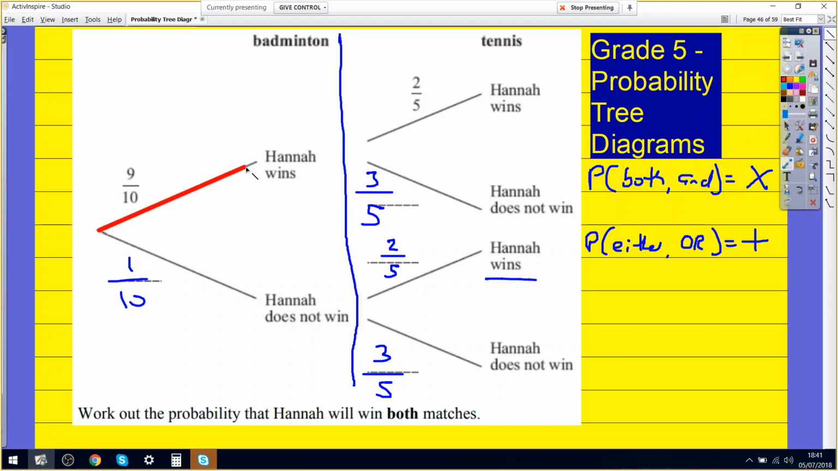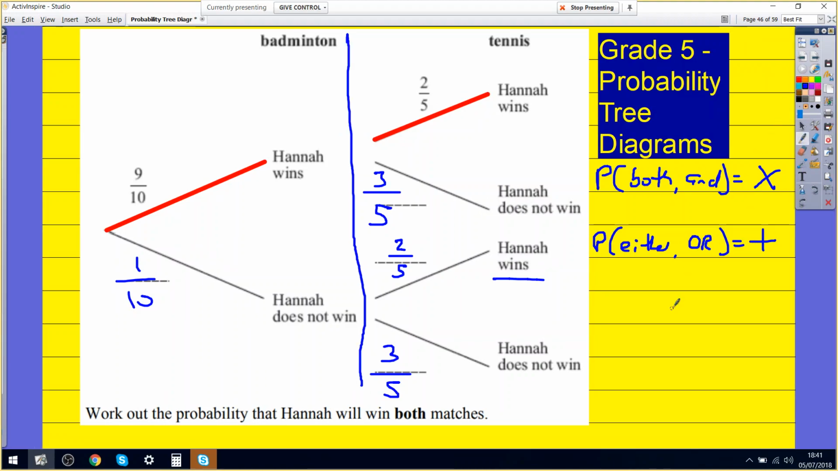And so this is Hannah wins badminton, and this is Hannah wins tennis. So what are the two probabilities that you have to multiply together? 9 times 2. Yeah. That's 18. And what else do we do for the 10 and 5 bit? Yeah, so it's 9 out of 10 and 2 out of 5. 50. That's it. So it's 18 chances out of 50, basically, or probability 18 over 50.